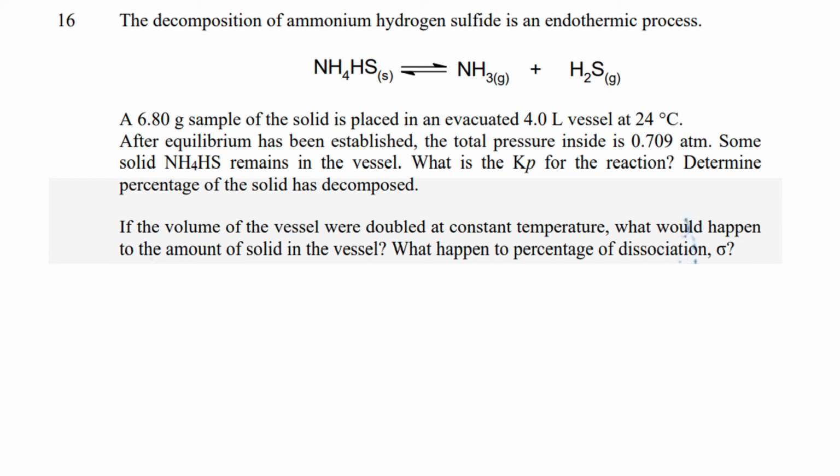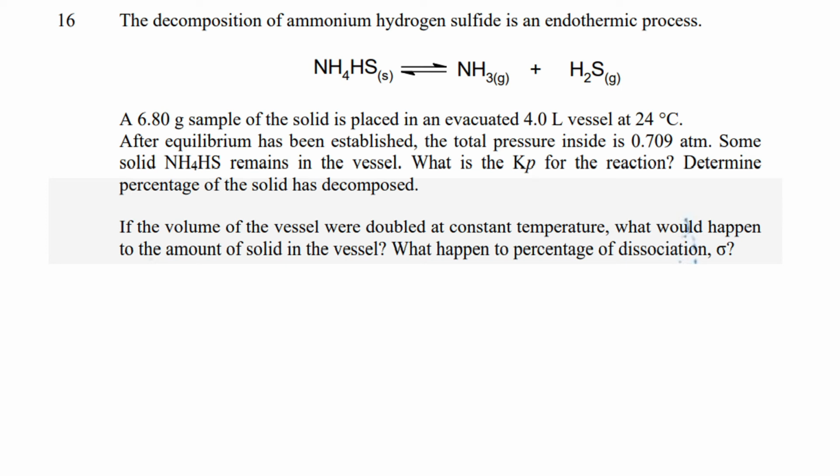Alright, so now we proceed to question number 16. Okay, so kita ada decomposition of hydrogen sulfide, NH4HS, okay, is an endothermic process. Then you are given 6.8 grams of sample of solid is placed in an evacuated 4 liter vessel at 24 degrees Celsius. After equilibrium has been established, the total pressure inside is 0.709 atm. Some solid remains in the vessel. What is the Kp for this reaction? Determine percentage of the solid has decomposed.